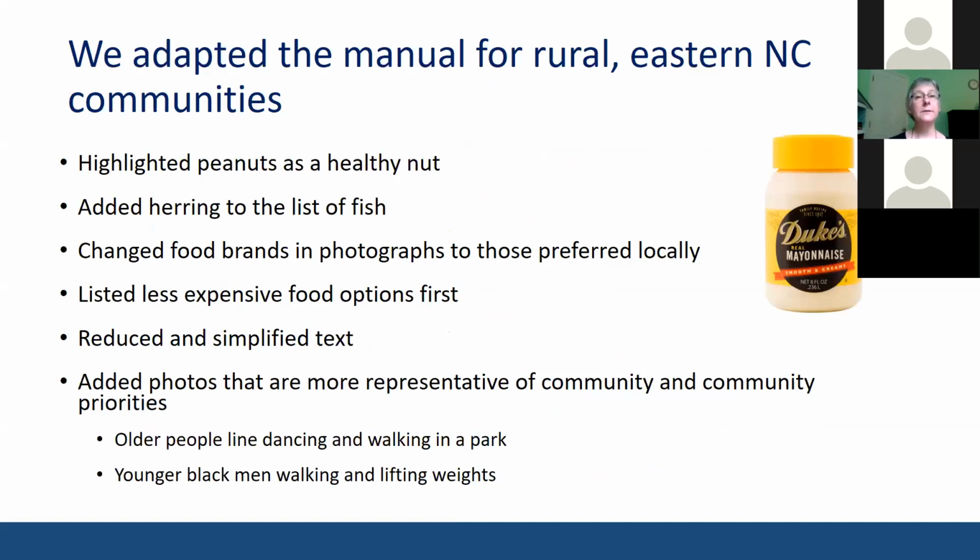So we adapted the manual for rural Eastern North Carolina, and I'm not going to go into all of the adaptations here. We highlighted food that was commonly eaten. We changed brands and photographs to those preferred locally. So Hellman's was changed to Duke mayonnaise, and in Southern Mediterranean diet, mayonnaise is a healthy fat. Most importantly, we greatly reduced and simplified the text in the manual. And we also added photos that were representative of the community and community priorities, including photos of younger Black men walking and lifting weights.